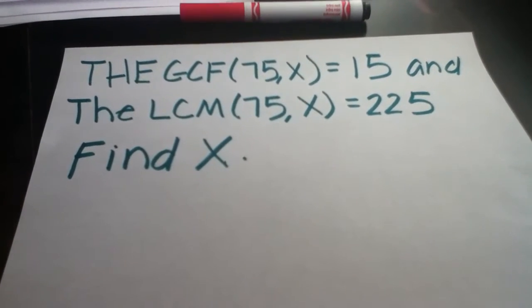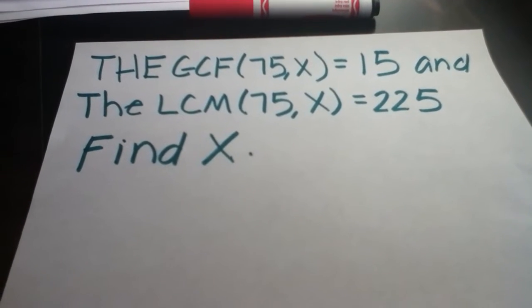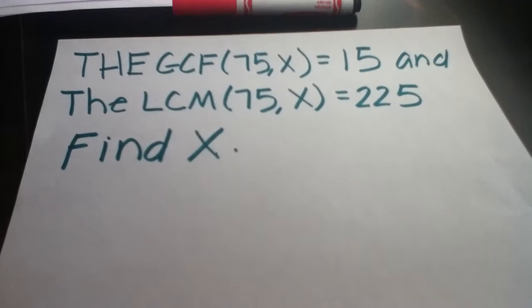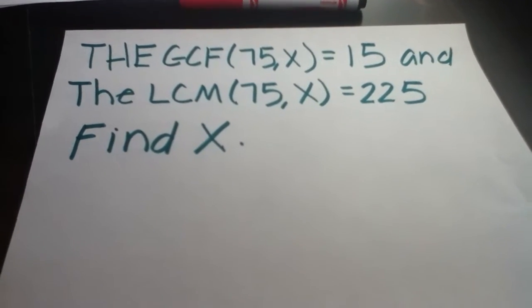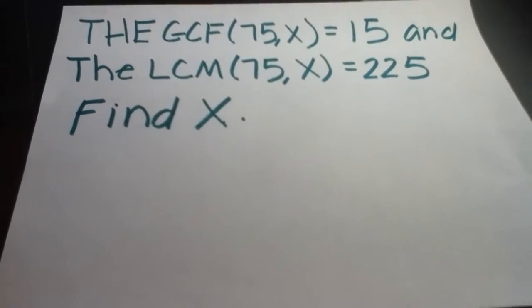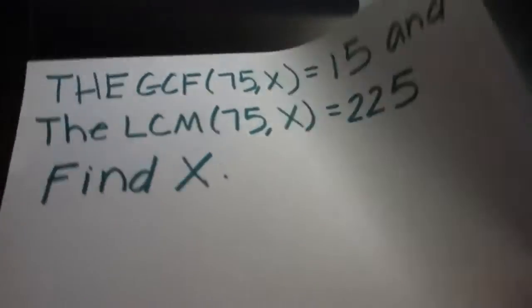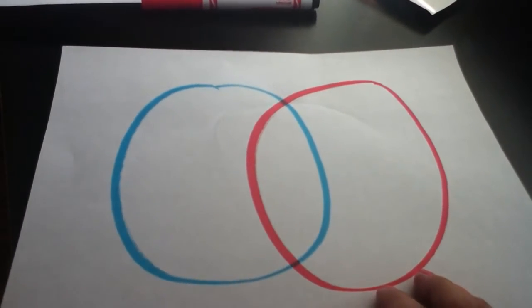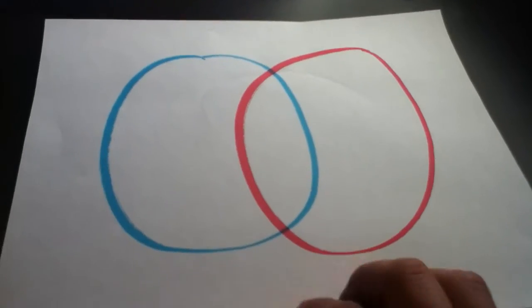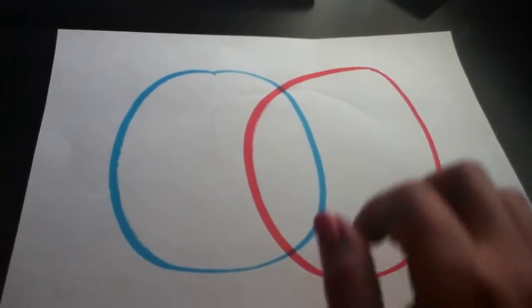Our problem is the GCF of 75 and x equals 15 and the LCM of 75 and x equals 225. We are trying to find x. So the first thing we want to do is to make a Venn diagram. And we want to label it with all the information we already know.